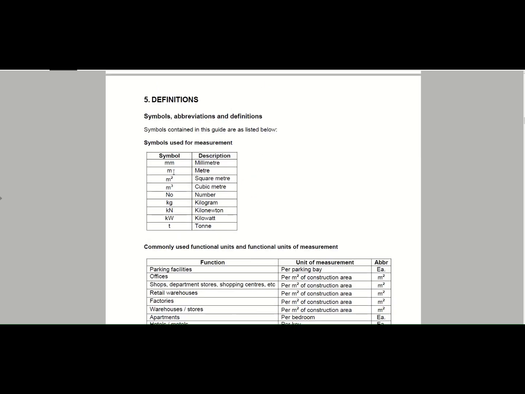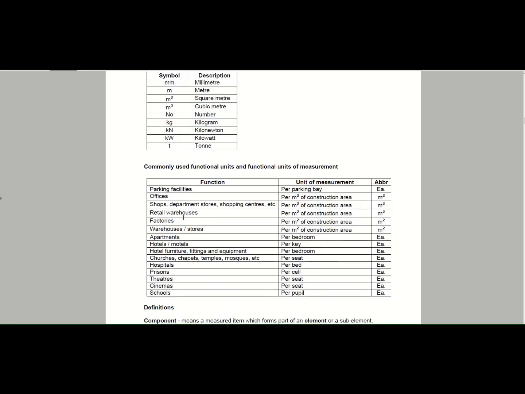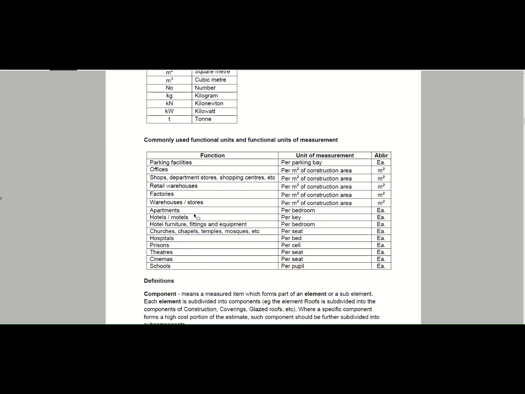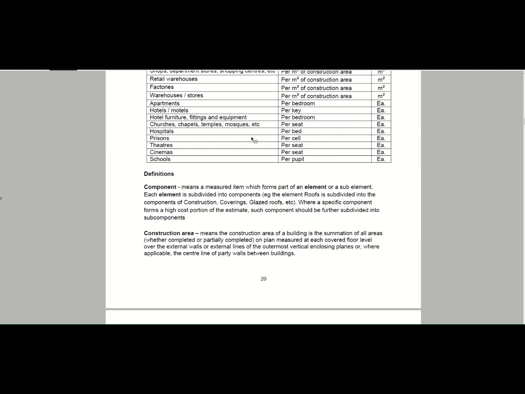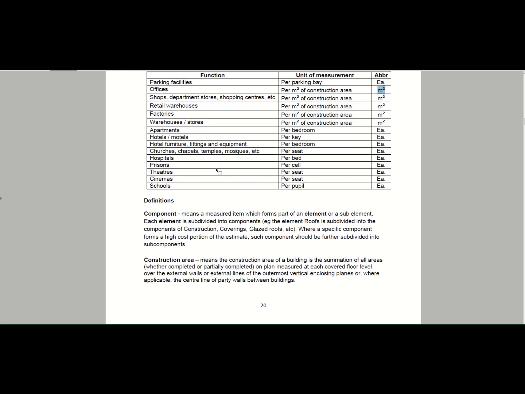Okay, then we've got our definitions. This is just the symbols and the different units that you might use during your measurement. Commonly used functional units. Just a nice explanation: parking facilities, an extra addition, and square meter. This is not too important, so don't confuse yourself with all of these items here. So this is actually for each apartment, etc.